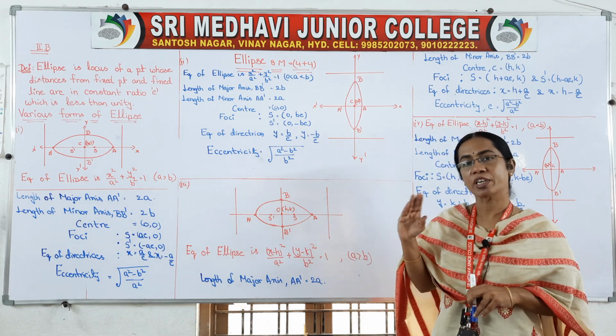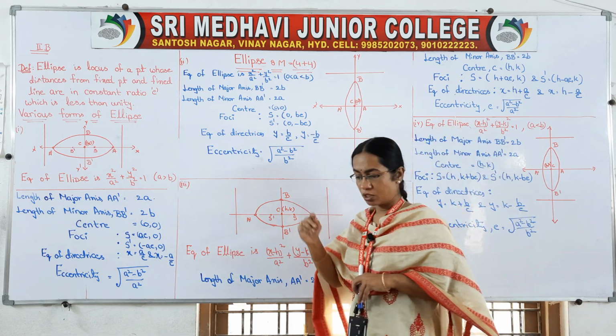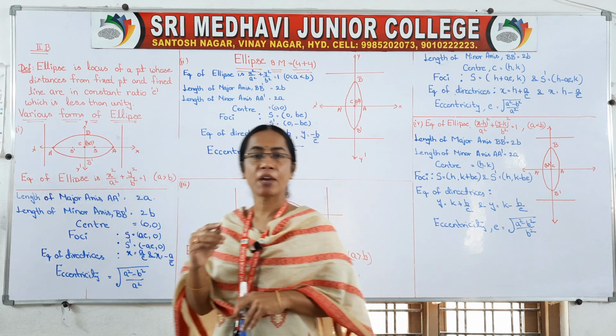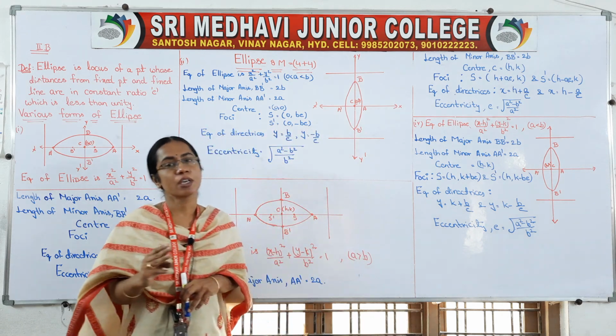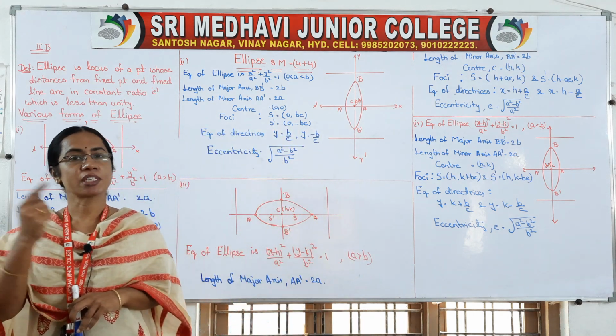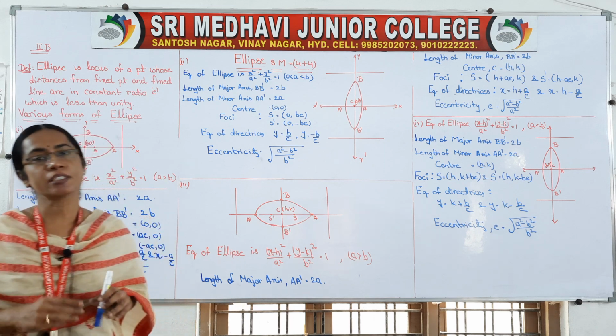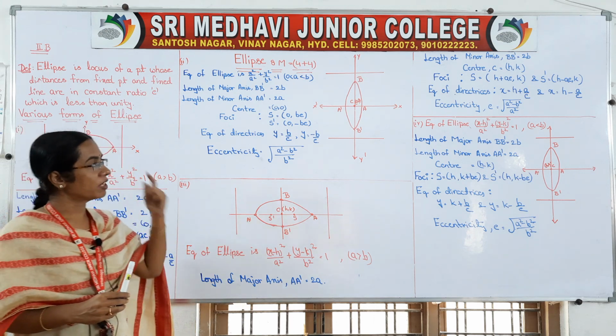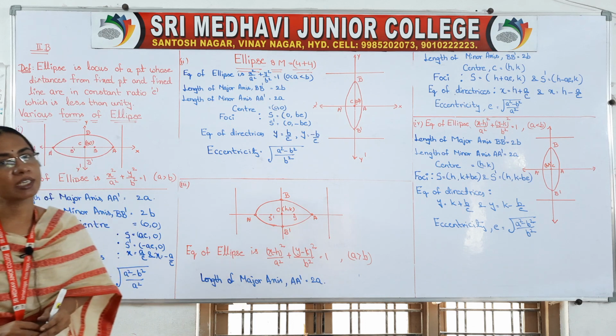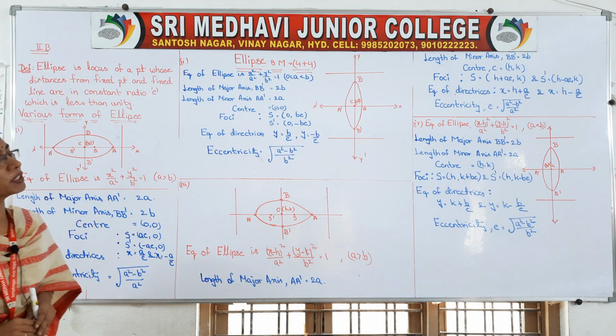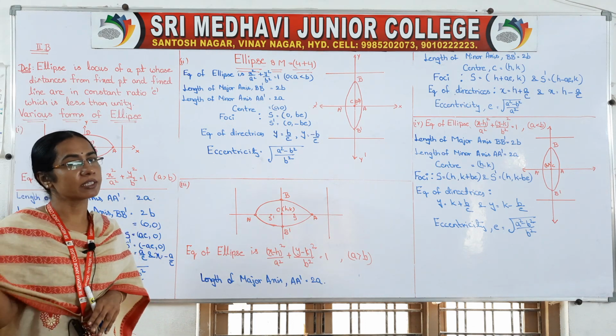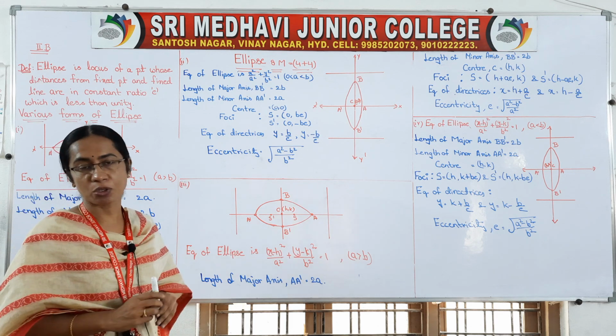So parabola we completed. In conic sections we have three types of curves. First one is a parabola, next one is an ellipse, and third one is a hyperbola. So today we will deal with the ellipse. From this ellipse you are going to get 8 marks, that means 2 short answer questions.